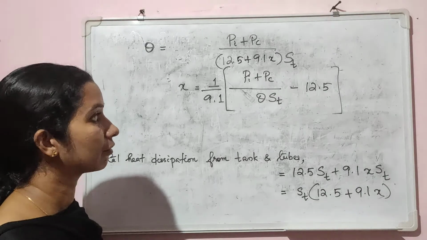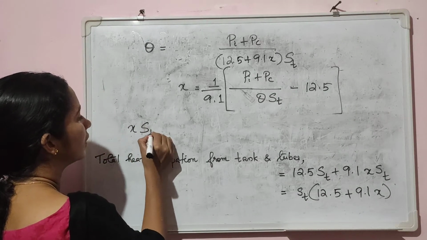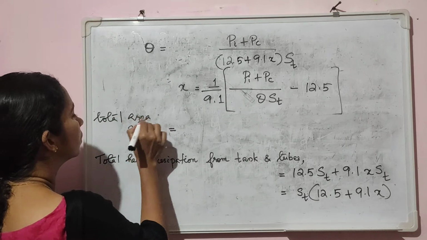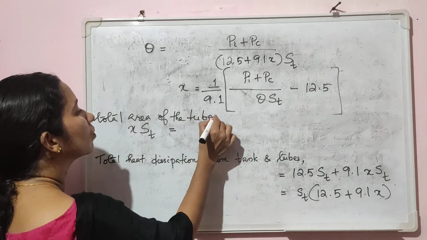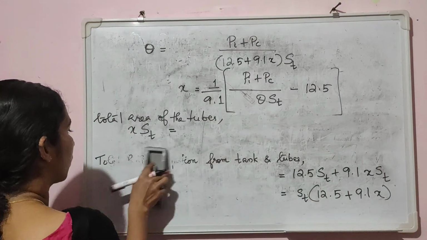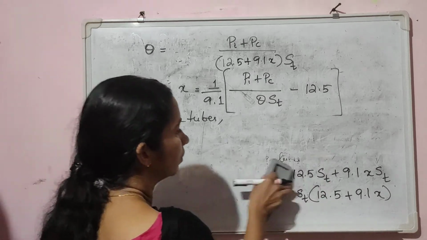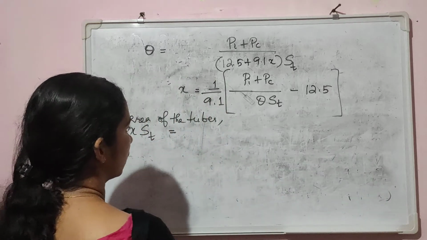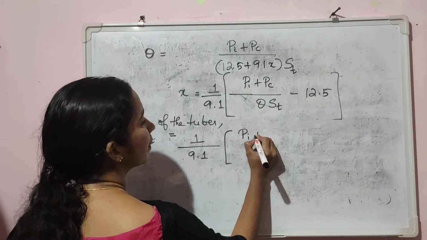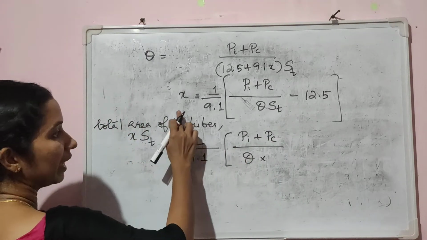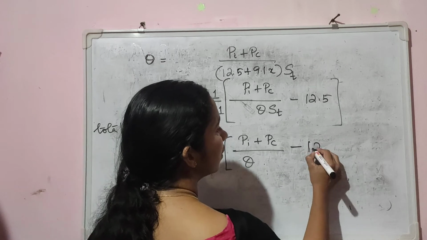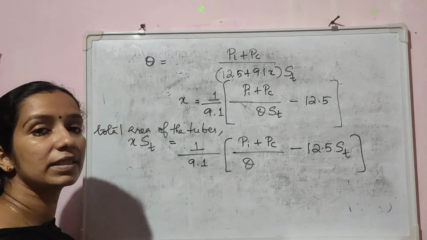And we need the total area of the cooling tube. That is, x into St. So that will be the total area of the tubes. x into St is equal to this term into St. So x into St will become 1 divided by 9.1 into Pi plus Pc divided by theta into, so we have to multiply x by St, so this St gets cancelled, divided by theta minus 12.5 into St. So this is the total area of the cooling tubes.